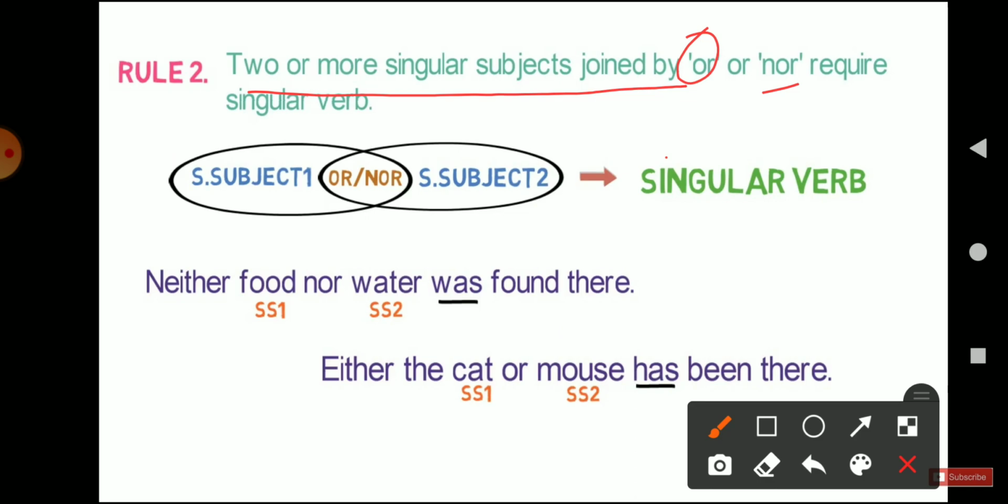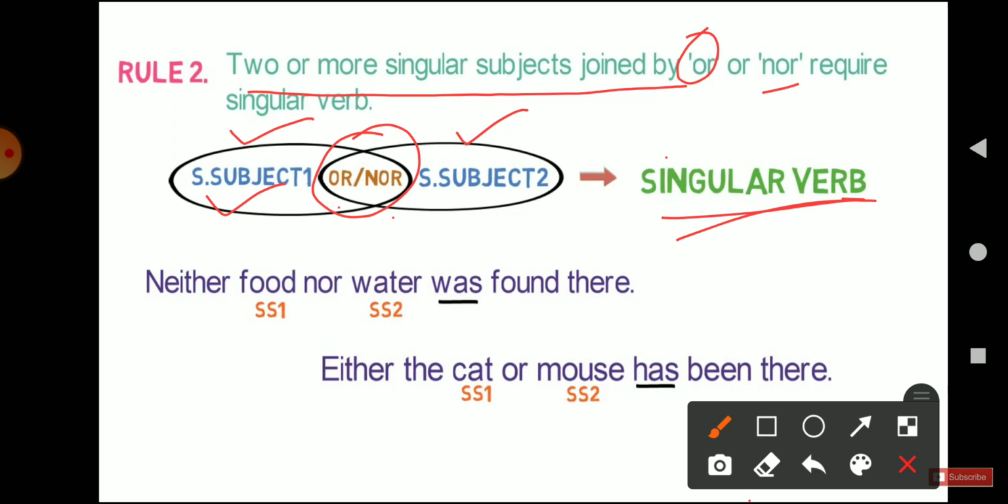Okay, so if we are using two singular subjects, singular first and singular second, and both the singular subjects are joined with either "or" or "nor", then the verb that we are going to use should be a singular verb. Let's once again repeat it: if we are joining two subjects with "or" or "nor", and both are in singular form, then the verb that we are going to use should be in singular form. Like for example, two examples are here.